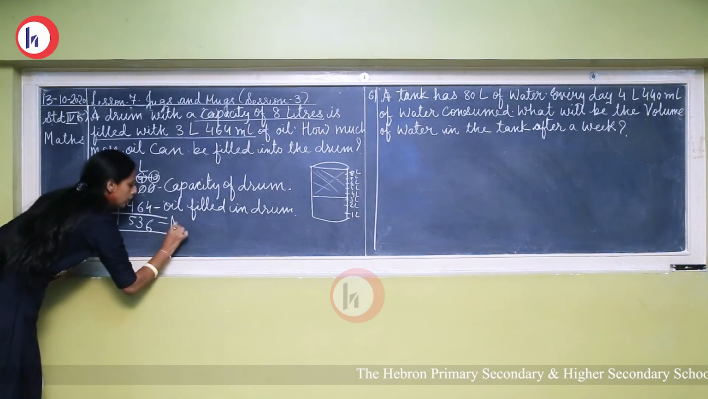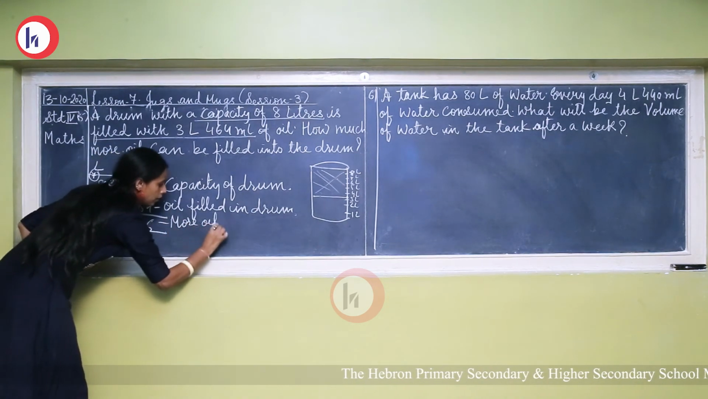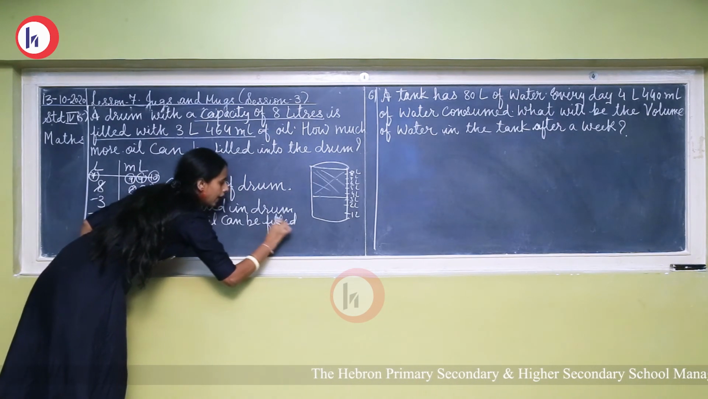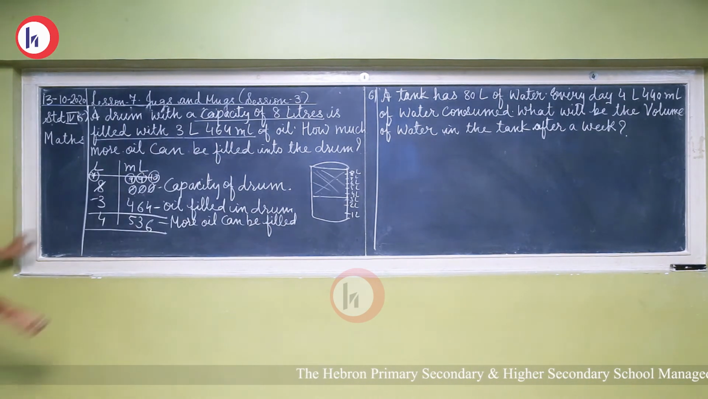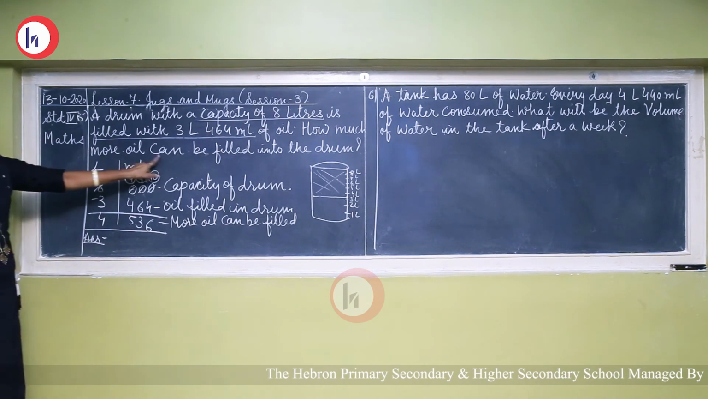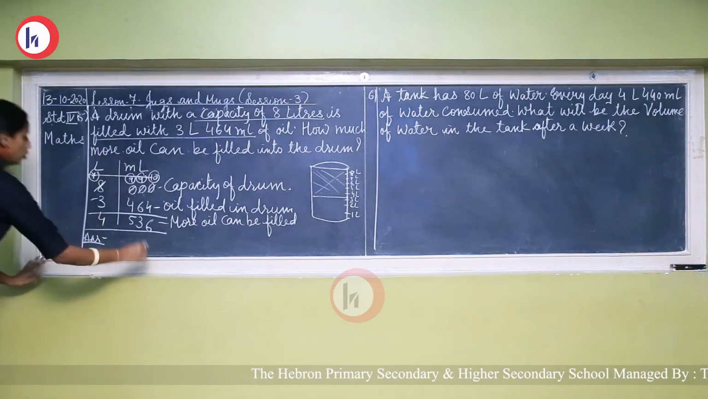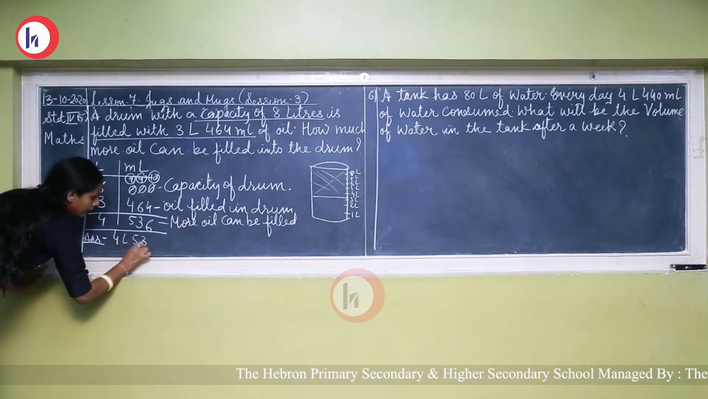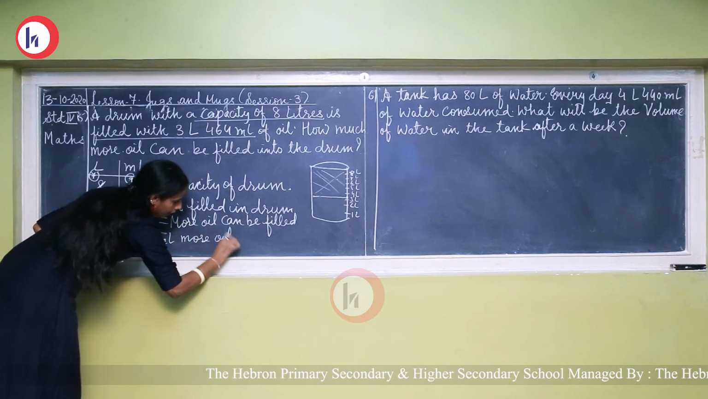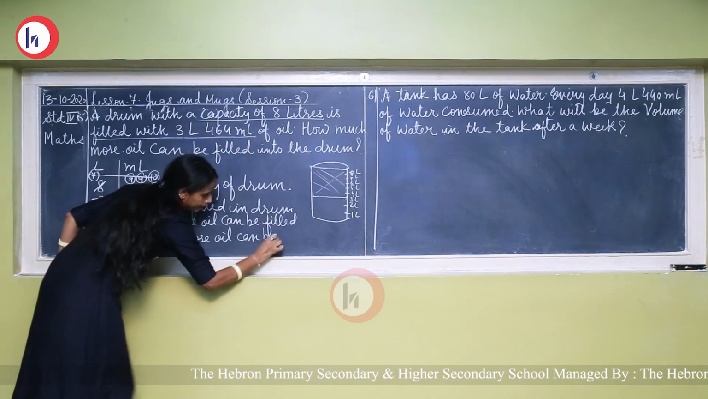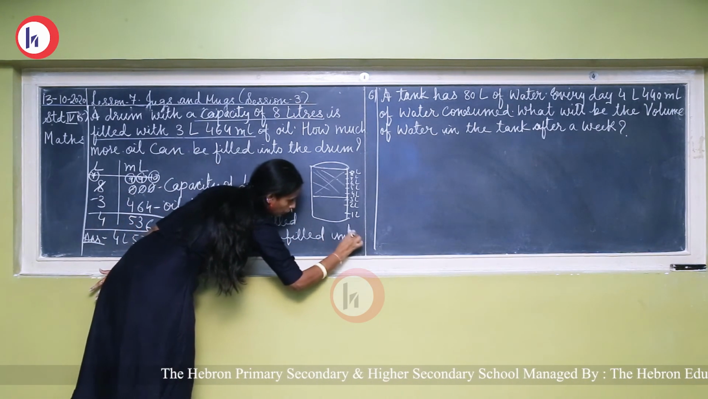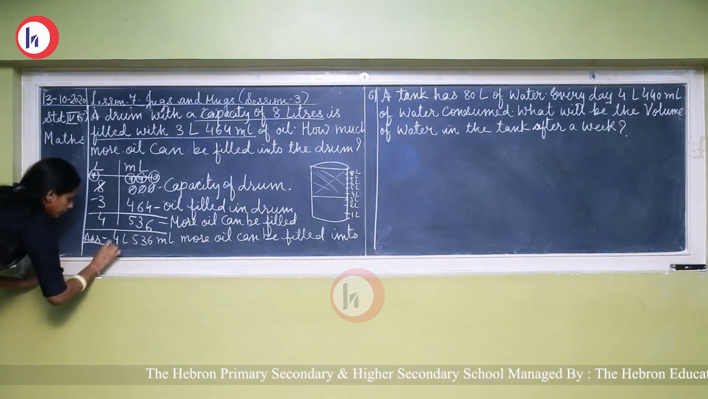More oil can be filled. Now write the answer. How much more oil can be filled into the drum? So 4 liter 536 milliliter more oil can be filled into the drum.